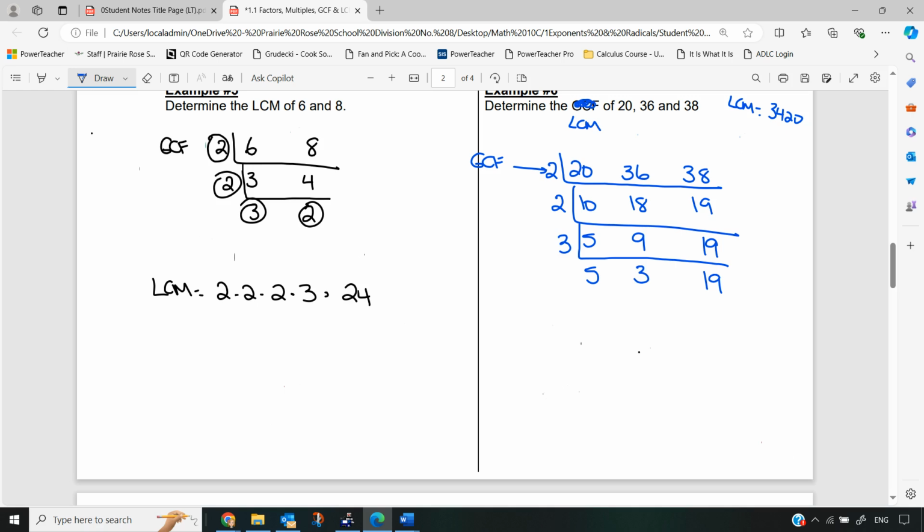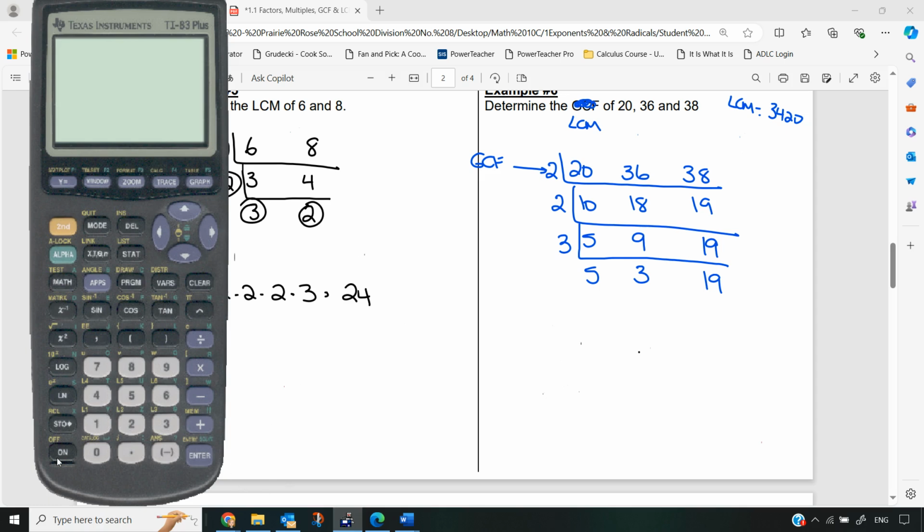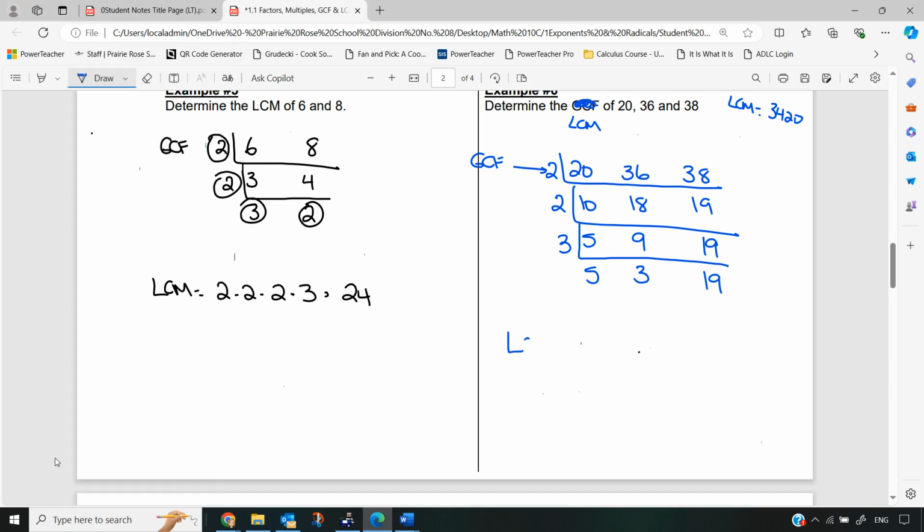And if on my calculator I wanted to check, 2 times 2 times 3 times 5 times 3 times 19 gives me 3,420, which I know from doing this example a different way is my answer. So we have 2 squared times 3 squared times 5 times 19 gives me 3,420.